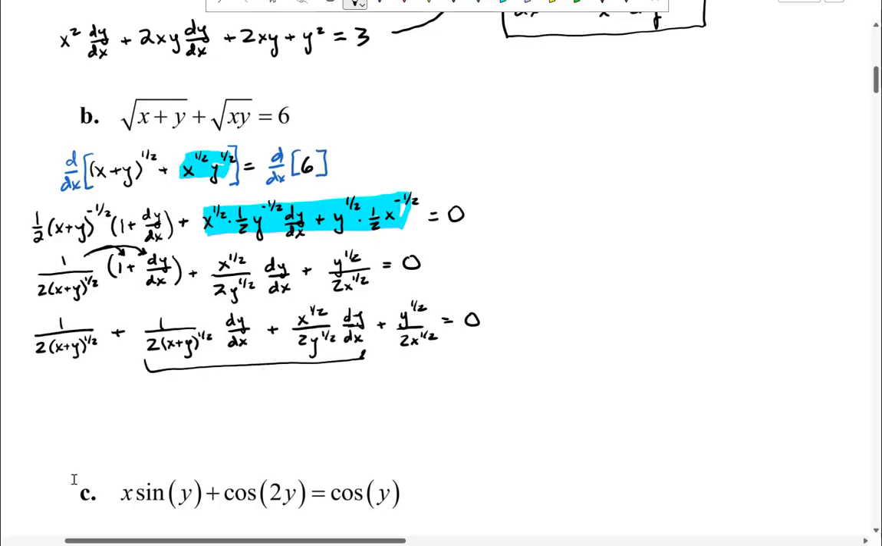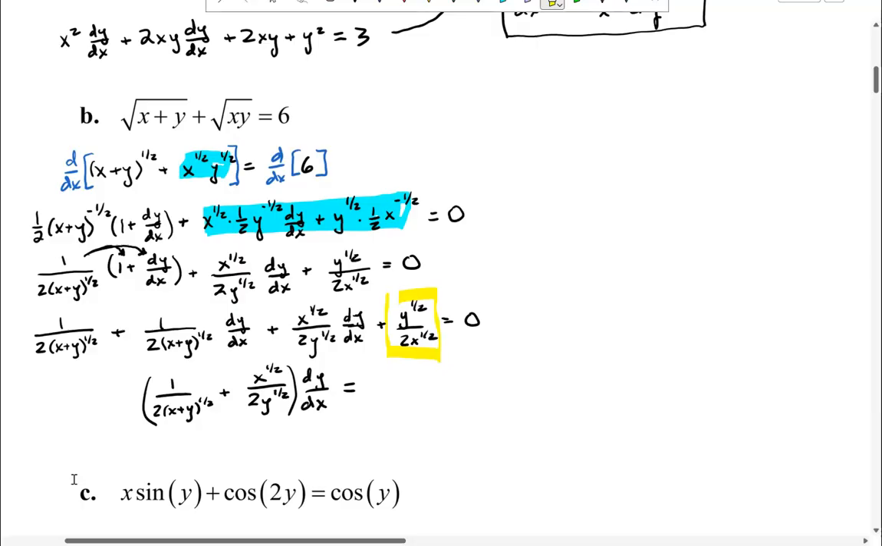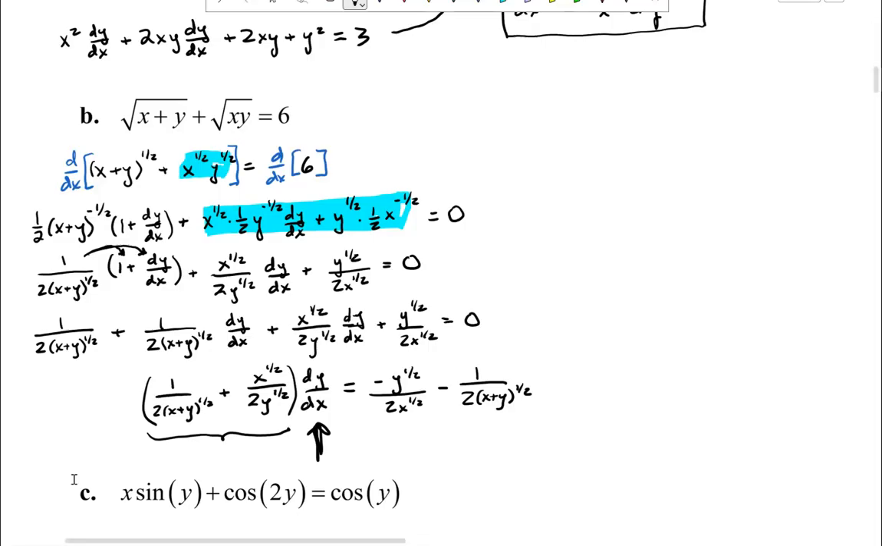Now we notice that these two terms both have dy/dx. So we're going to keep them on this side of the equal sign, and we're going to factor out dy/dx. And that's going to look something like this. Meanwhile, we have this piece here, this term, and this term here, neither of which have dy/dx. So we're going to subtract those to the other side of the equal sign. Now, to get dy/dx on its own, we need to divide by this quantity here on both sides. It's going to give us a bit of a mess, and then we'll clean it up afterwards.